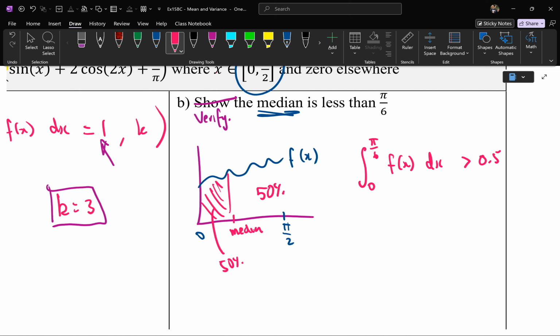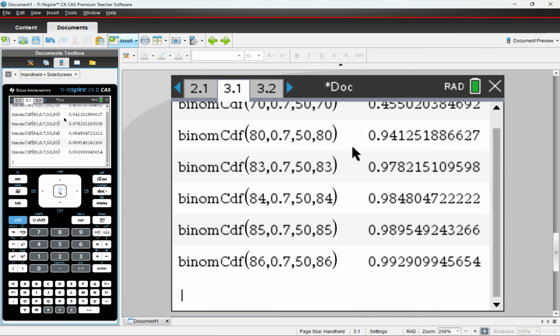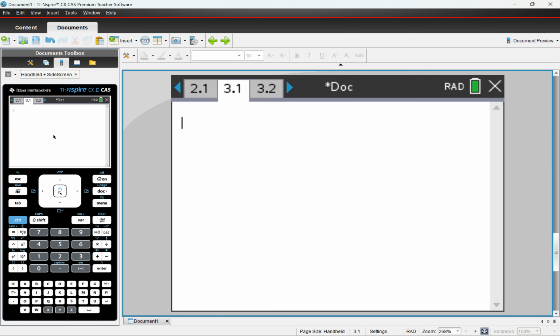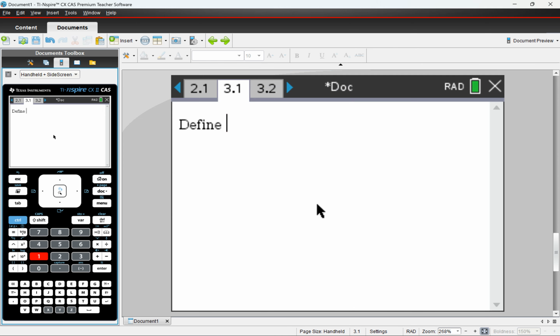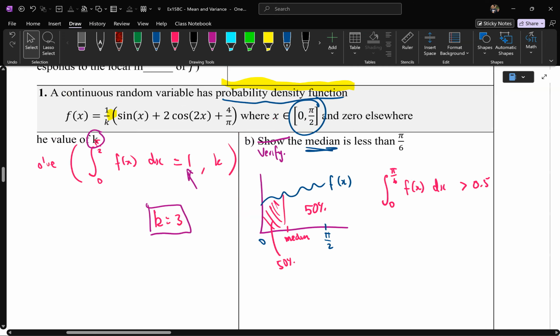And again, you can sub it in your calculator and solve for that bit. Sub 0 to pi on 6. You already know k is equal to 3. So let's do the problem. I'm just going to delete all this and redefine the function. So menu 1, 1. Define the function is equal to, what is it again?